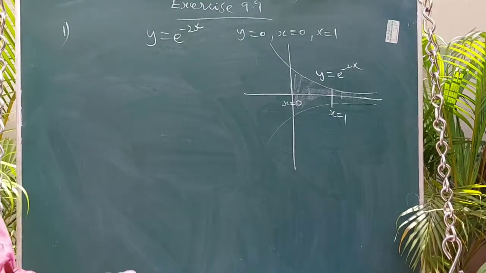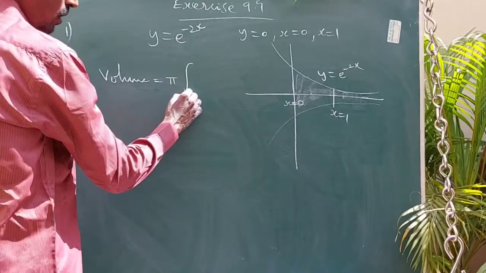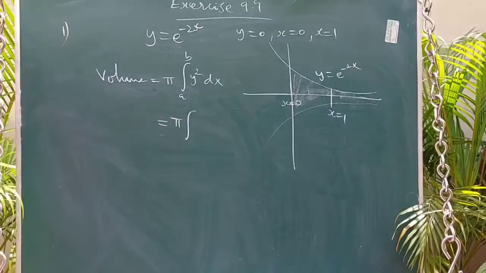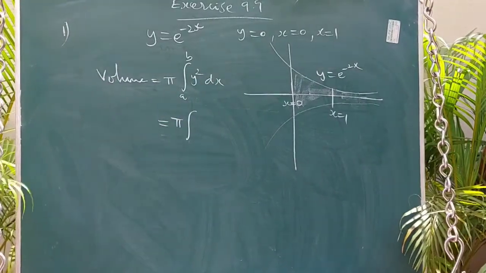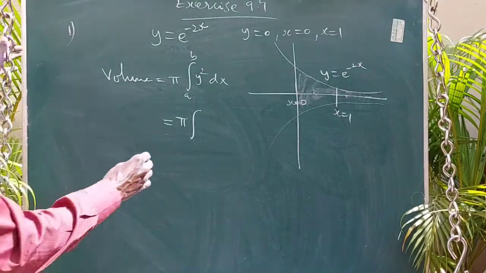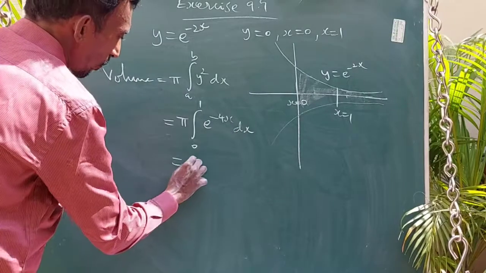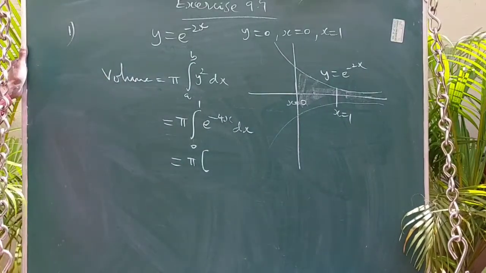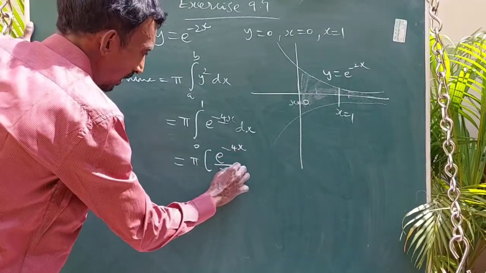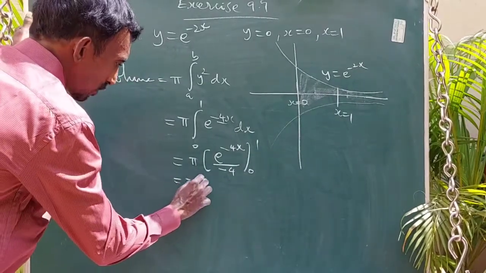The required volume equals pi integral a to b of y square dx, with the limit already given as 0 to 1. Y square means e power minus 4x dx. So pi into the integration of e power ax is e power ax by a, here a is minus 4, with limit 0 to 1. So we get pi by minus 4.